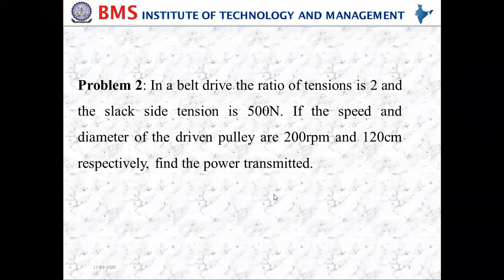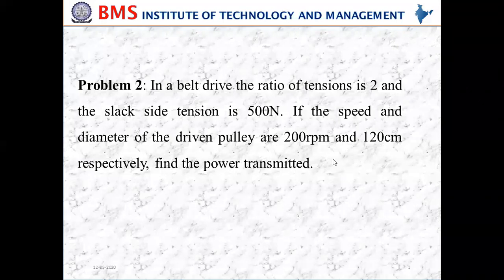Power transmitted can be written as T1 minus T2 into the velocity of the belt. The velocity of the belt can be found using pi dn by 60. From the equation T1 by T2 is equal to 2, you can get T1 and T2, and the speed and diameter of the driven pulley are given, so we can get the velocity of the belt. So power transmitted is equal to T1 minus T2 into V.